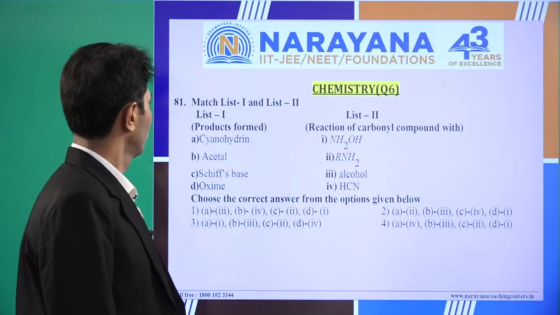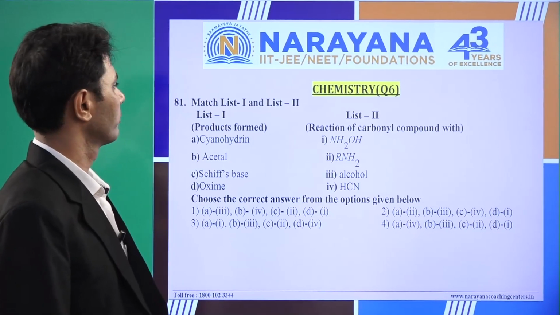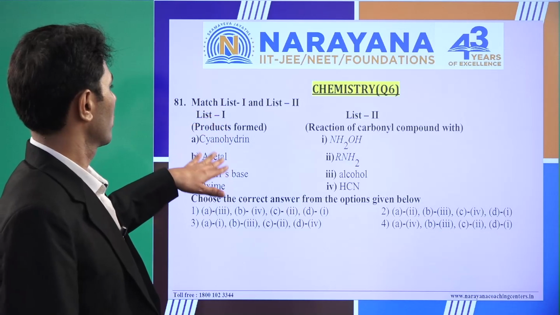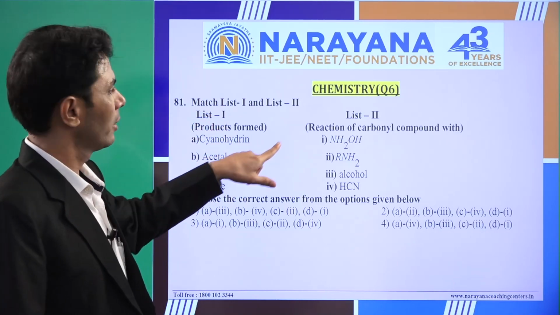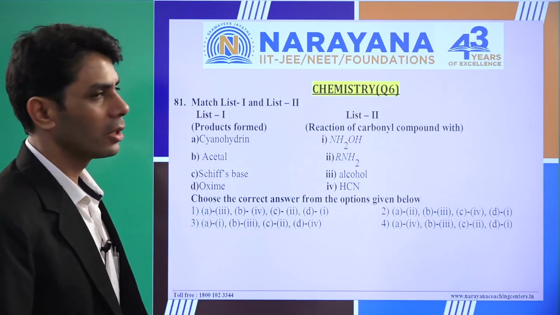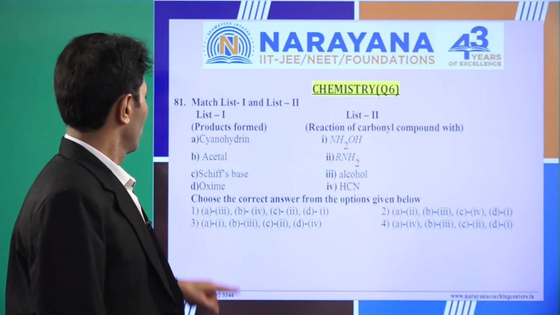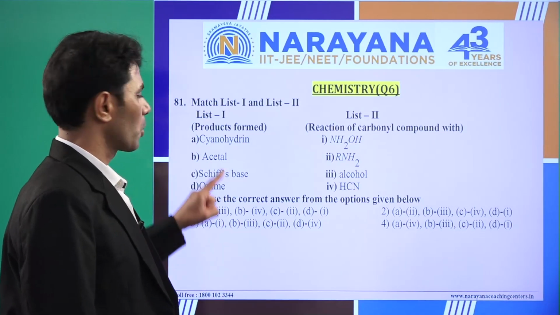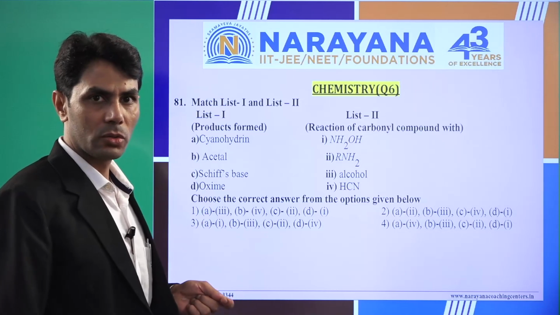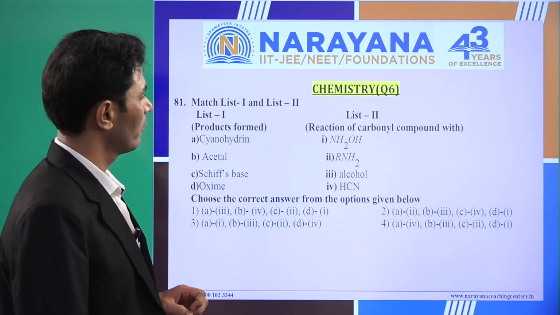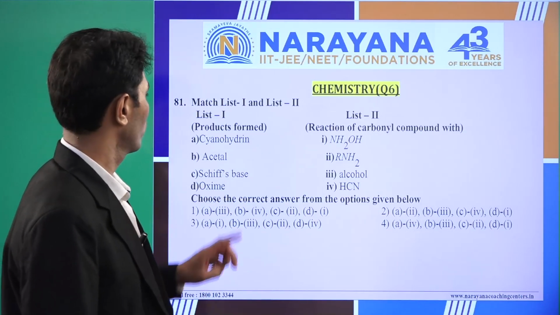Okay, students. So next question is question number 81. There are two different columns given, list 1 and list 2. In list 1, product forms are given, and in list 2, reaction with the carbonyl compound. In option A, the product is cyanohydrin, and we are supposed to find out which option is correct, by which we can react with carbonyl compound to form cyanohydrin.